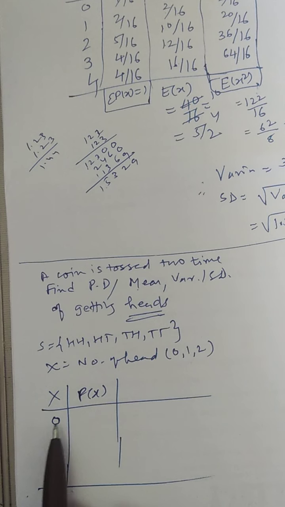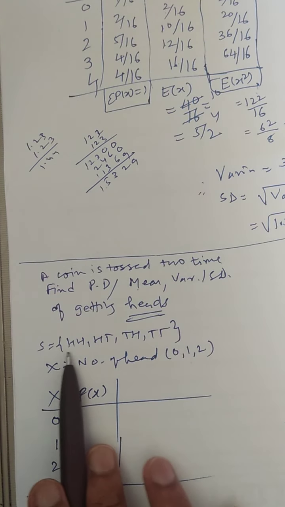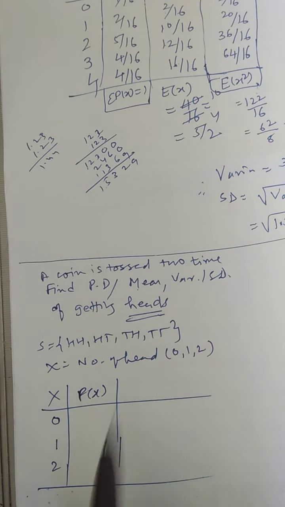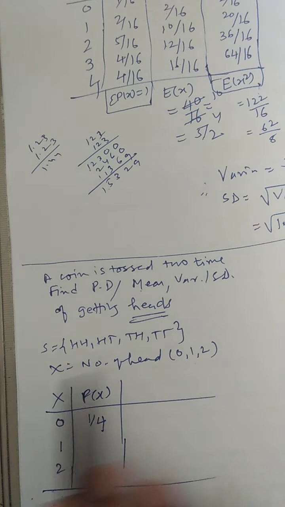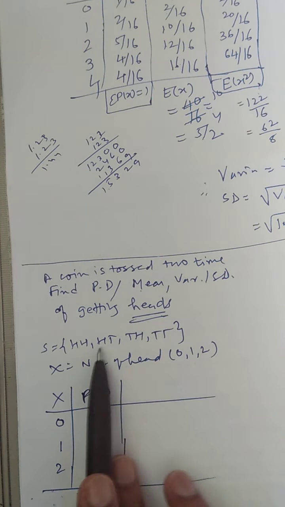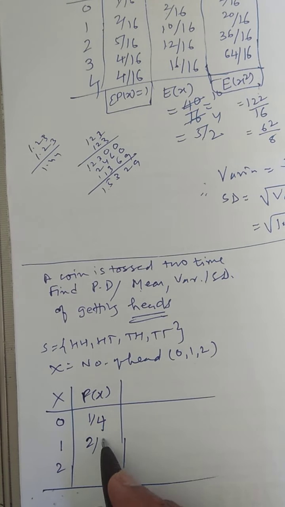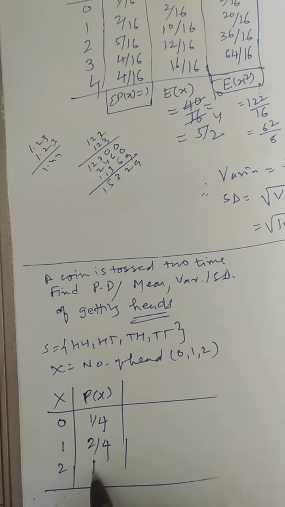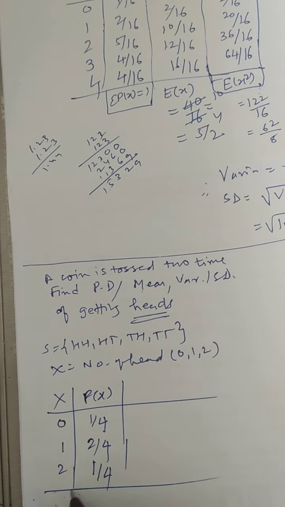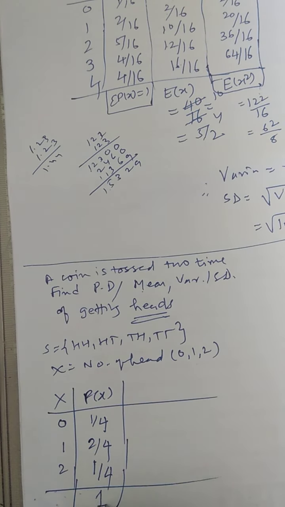So the probability whenever 0 heads is there: in this sample space 0 heads is coming once, so the answer is 1 by 4. In the above sample space, getting 1 head has these 2 cases, so I should write 2 by 4. Getting both heads, you are getting 1 by 4. If you sum up, you are getting 1. That means the table is ready.